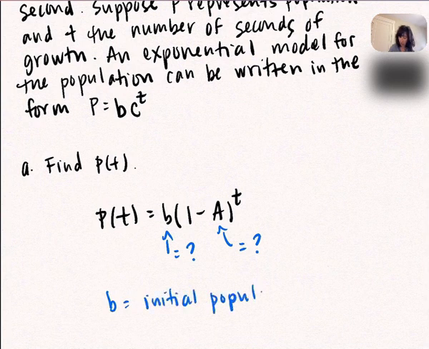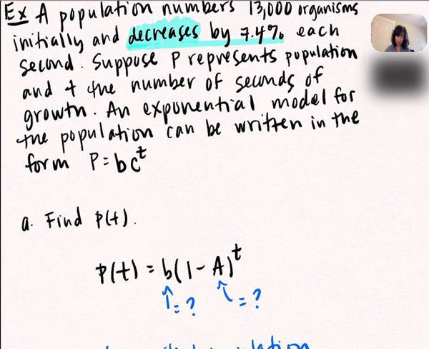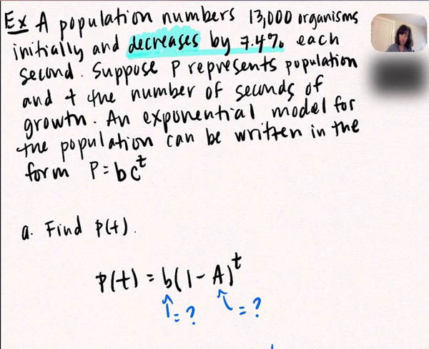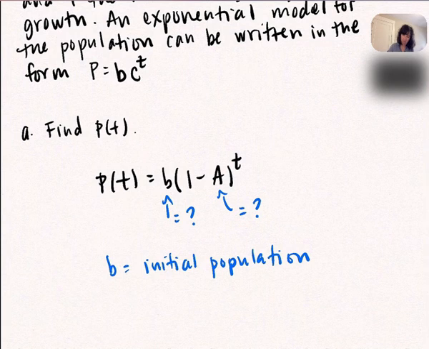population. Now we're actually told what this initial population is. We're told that we start with a population of 13,000 organisms. So that's going to be our b. We're told that's the initial amount. So little b is going to be 13,000.